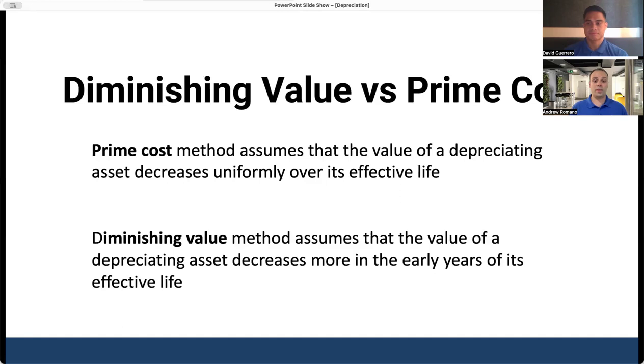The diminishing value method is similar. However, it accelerates depreciation in the first part of the effective life. So the effective life is exactly the same, it's 40 years, but the depreciation charge is rammed into the first few years. Overall, between the PC and the DV methods, the depreciation charge is exactly the same at the end of the 40 years using both methods.